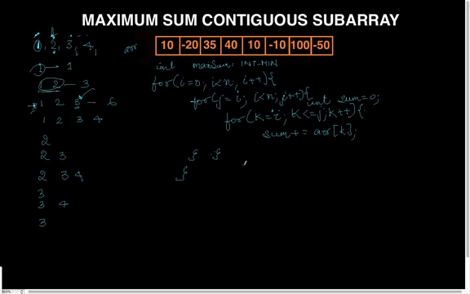Now we have to check that if this sum is greater than max sum, we update our max sum, and the max sum becomes sum. This takes care of the fact that max sum always holds the value of the maximum sum. If we see the time complexity, since we have 3 nested loops, we will have a time complexity of O of n cube in the worst case scenario. And for space complexity, we are not using any extra space, so the space complexity will be O of 1.